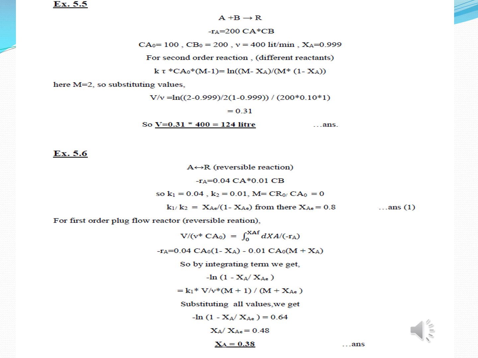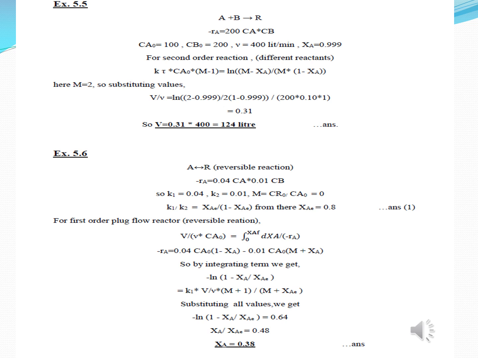So we know K1, K2, and we have calculated XAE. Now for the first order reversible reaction in a plug flow reactor, we can use the performance equation and solve the integration. You know that the space time is equal to Ca naught times the integral of dXa over minus Ra, the performance equation for a plug flow reactor. So minus Ra is equal to 0.04 Ca naught (1 minus Xa) minus 0.01 Ca naught (m plus Xa). So we have converted the expression in terms of conversion.